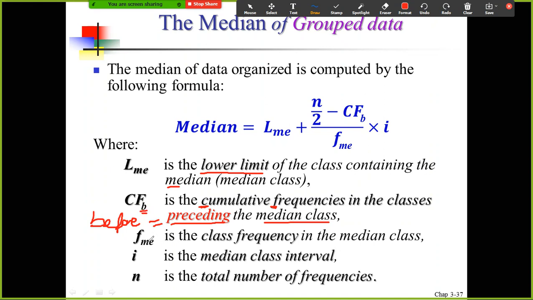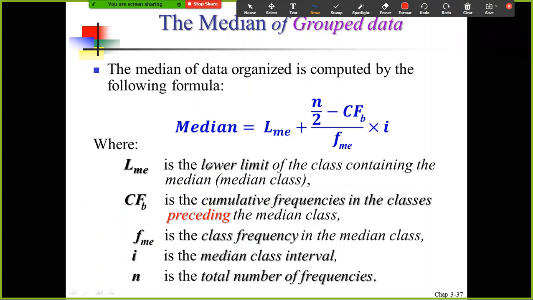FME. What is FME? You know Me already. Me is median. F means frequency. So it is the frequency of the median class, or we can call it median class frequency. I is interval, class interval. n is the number of items in our data set, or we call it total frequency. So, clear?